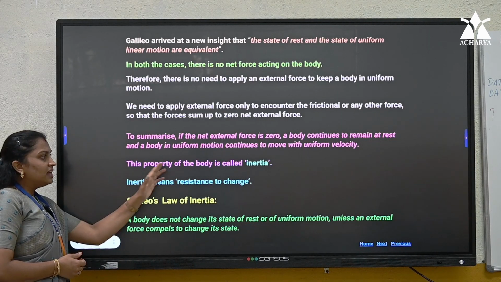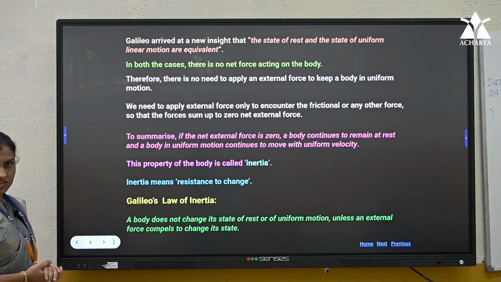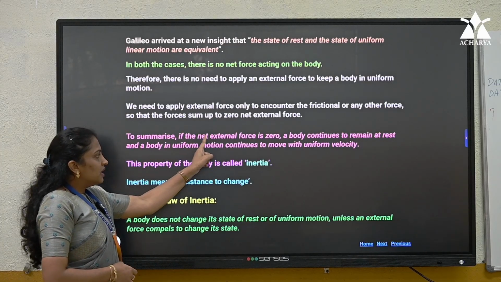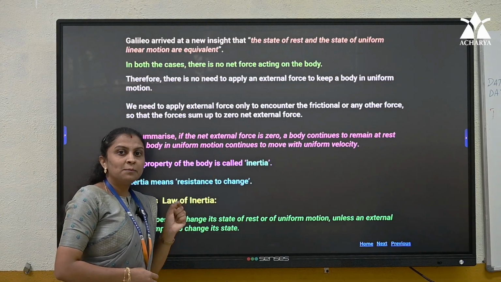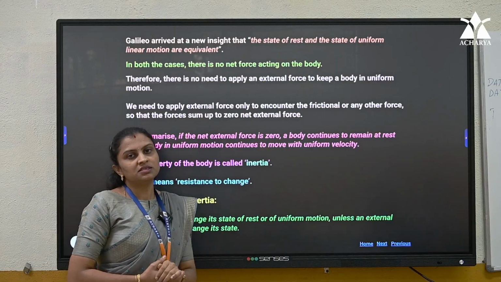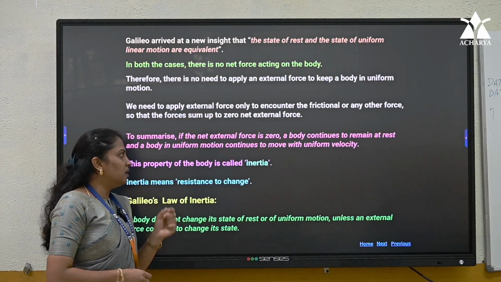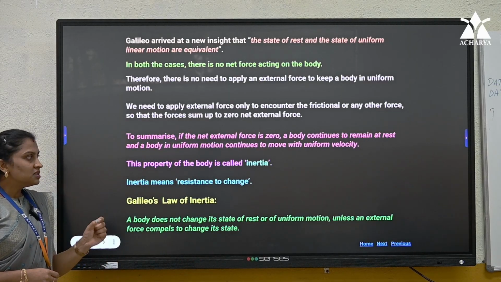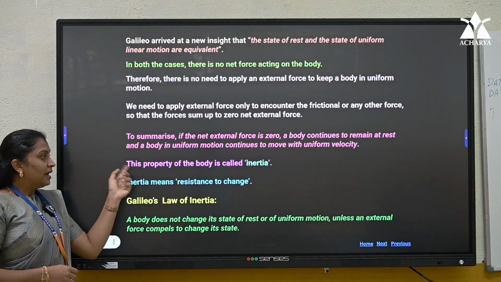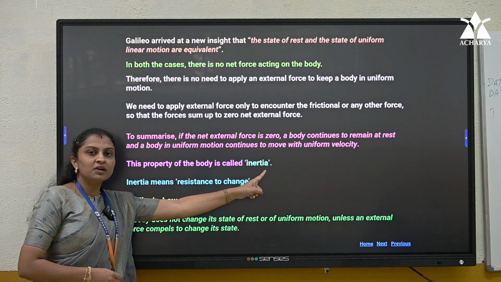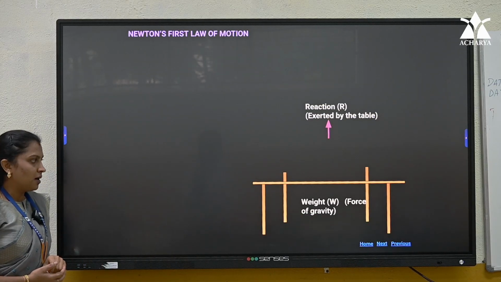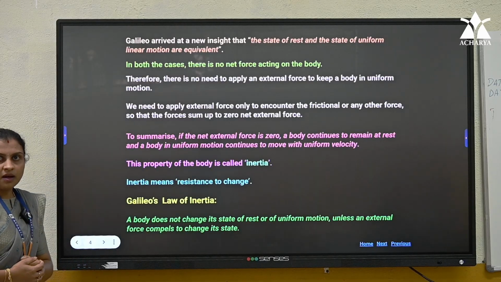And the next is inertia. What is the meaning of inertia? If the net external force is 0, a body continues to be at rest or continues to be in uniform motion. So this is the statement of Galileo, and he has given one of the most important words, that is inertia. So what is the meaning of inertia?